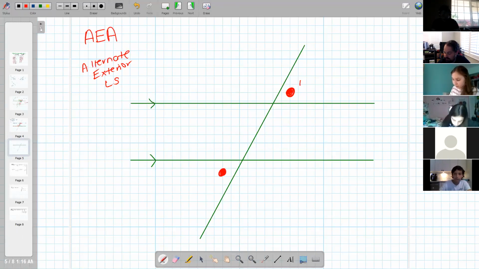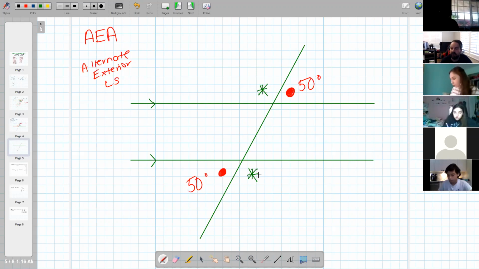If this was 50 degrees, then this one down here would also be 50 degrees by alternate exterior angles. And this angle right here that I've put a star on is an alternate exterior angle with that angle that I've put a star on. In this case, they would both be 130 degrees. And that's our new information for right now. I see a question, Albert. Go ahead. I'm still a bit confused on how you get the 130 degrees. Because this is a straight line right here.